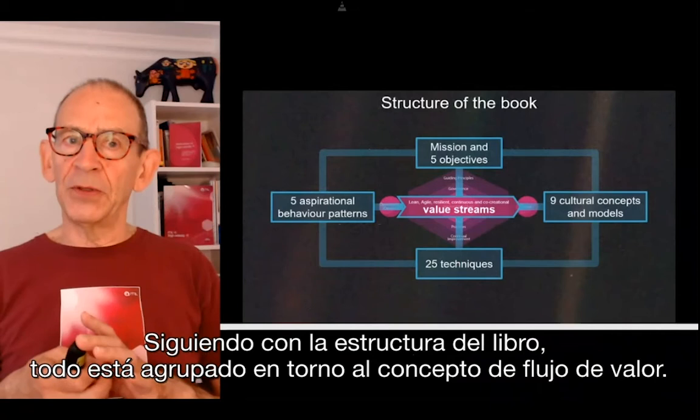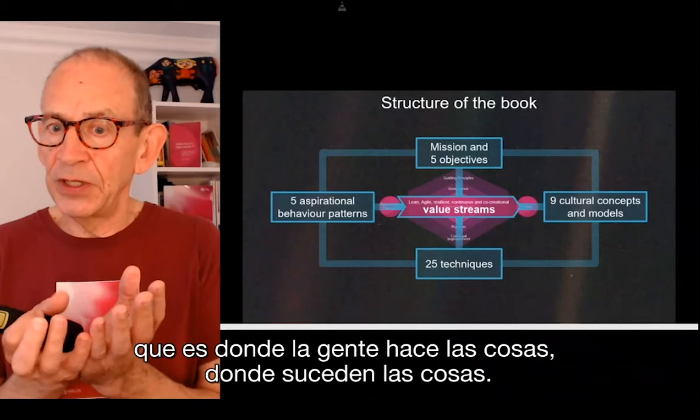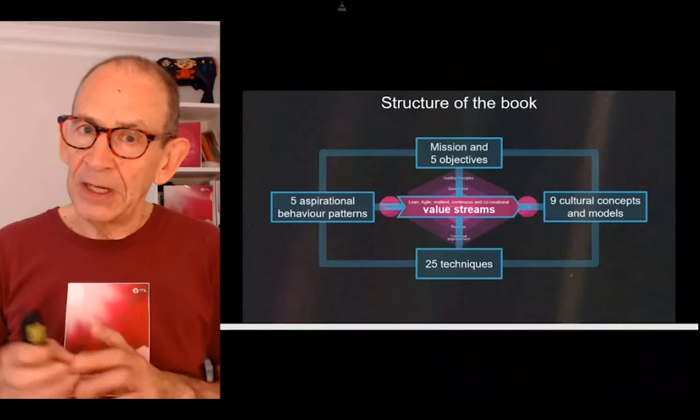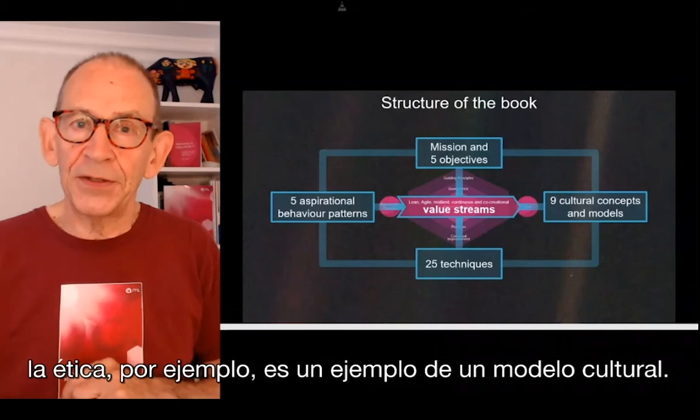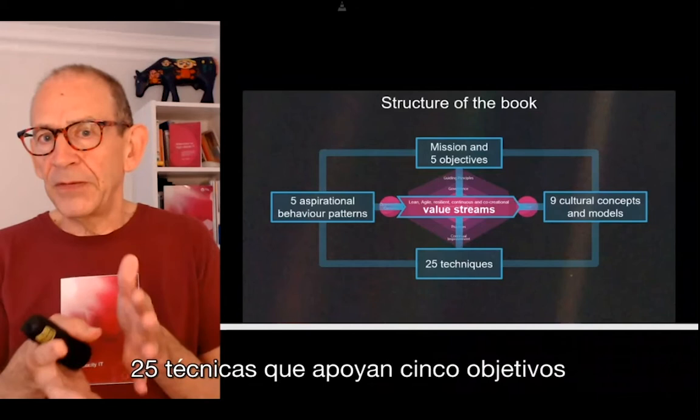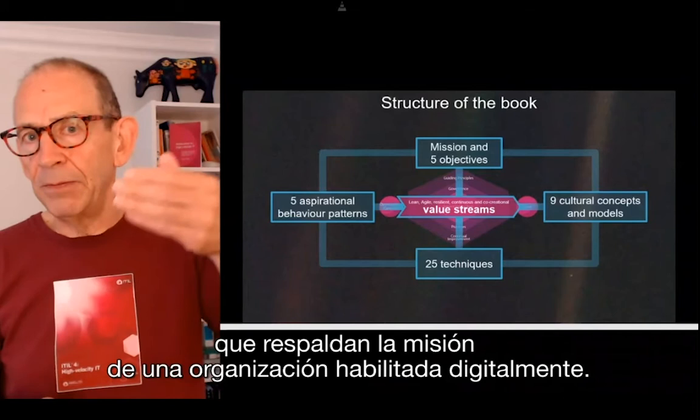Still on the structure of the book, it's all clustered around the concept of a value stream, which is where people do things, where things happen. And I already spoke about the 9 aspirational key behavior patterns. There are 9 cultural models and concepts. Ethics, for instance, is an example of a cultural model. Then there are 25 techniques, which are more practical in their nature. 25 techniques that support 5 objectives that support the mission of the digitally enabled organization.